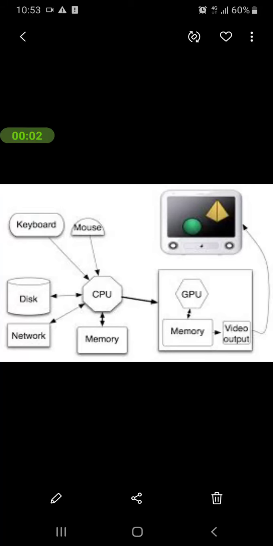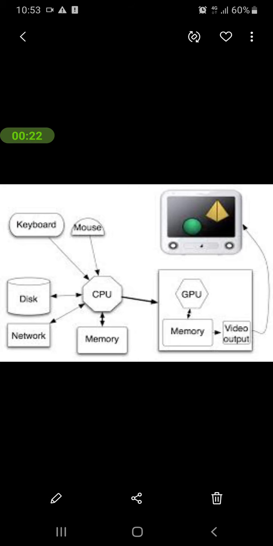Hello friends, today I am going to explain this diagram of how the computer works with the help of the CPU as well as other units like the input unit, output unit, memory unit and secondary storage unit. Now, start from the keyboard and mouse.